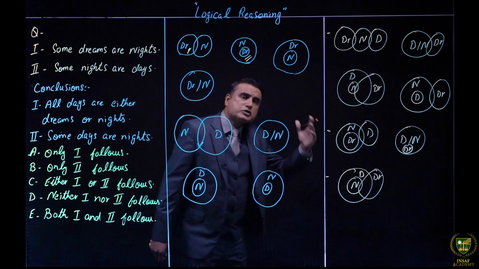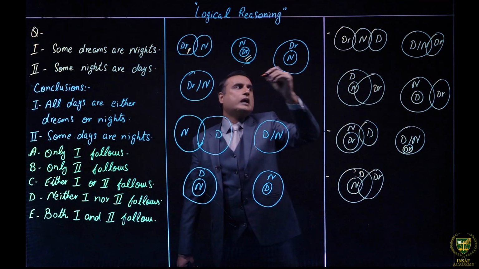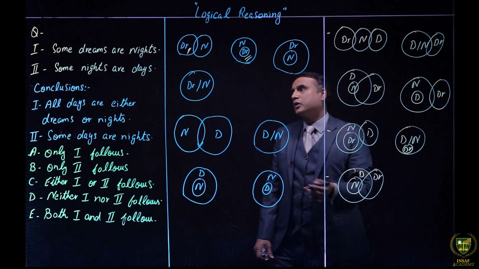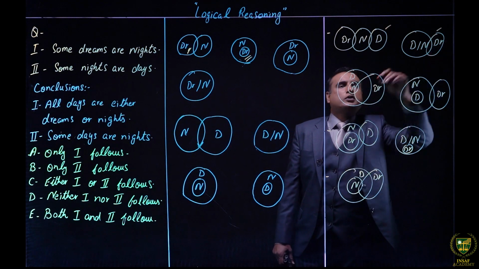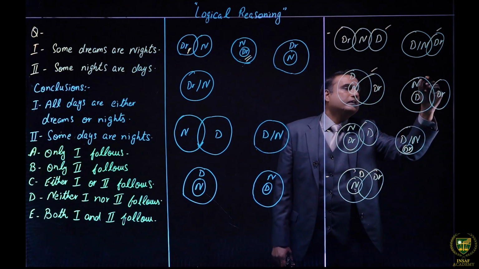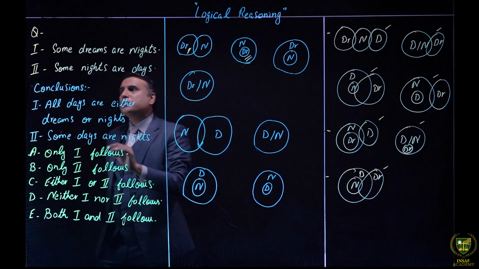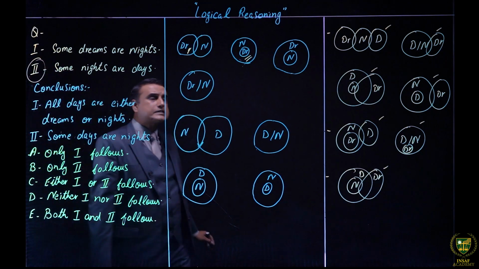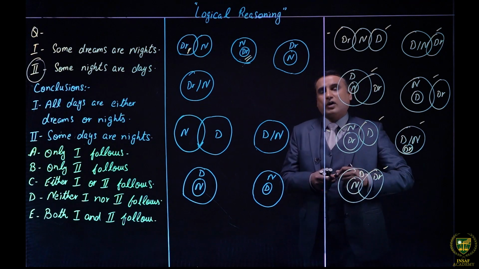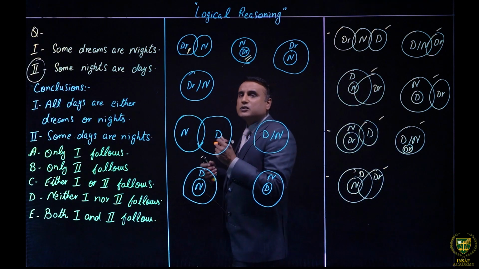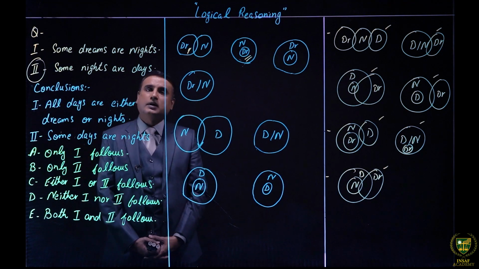Now as you continuously do this, here also you can see, some dreams are nights will not hold true, but some nights are days will hold true in every case. So without prolonging, I can safely say with these multiple examples that some nights are always days, because nights are always overlapping with the days. I hope you have got your answer.